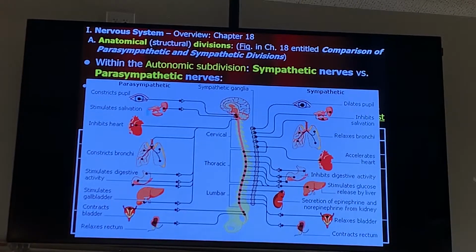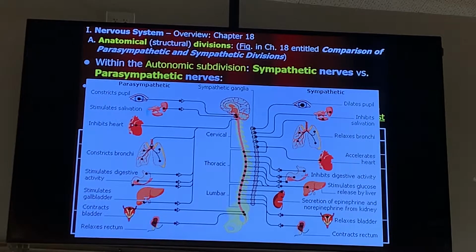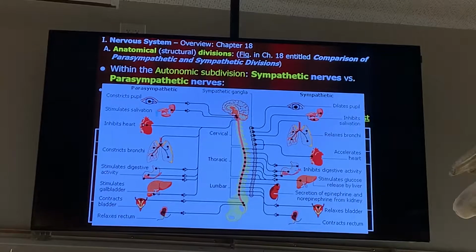All right, now if you notice here, first there's the CNS in the middle. You can see parasympathetic comes out top and bottom. Sympathetic comes out in the middle, thoracolumbar. Everybody see that? Notice the organs on both the left and the right side are the same organs. Do you see that? This is referred to as dual innervation. It's getting both sympathetic and parasympathetic.